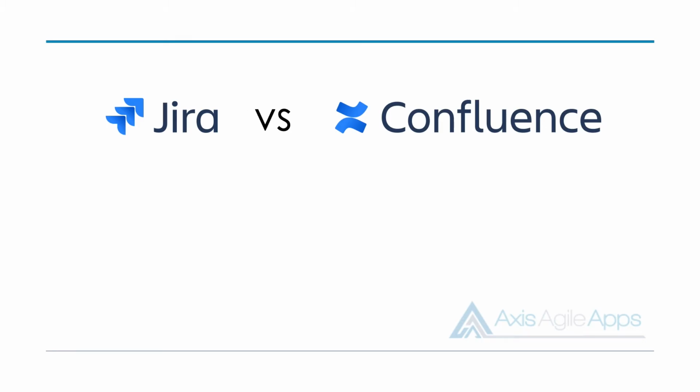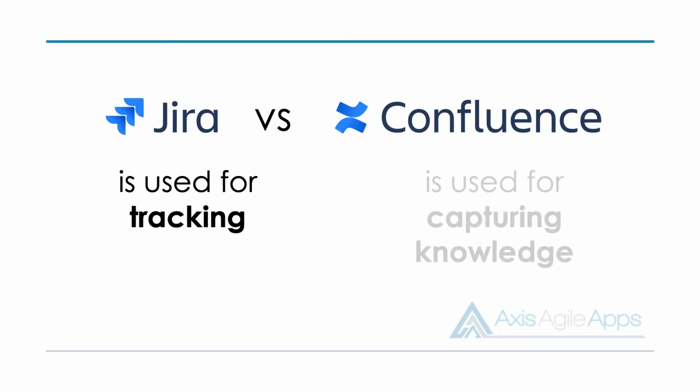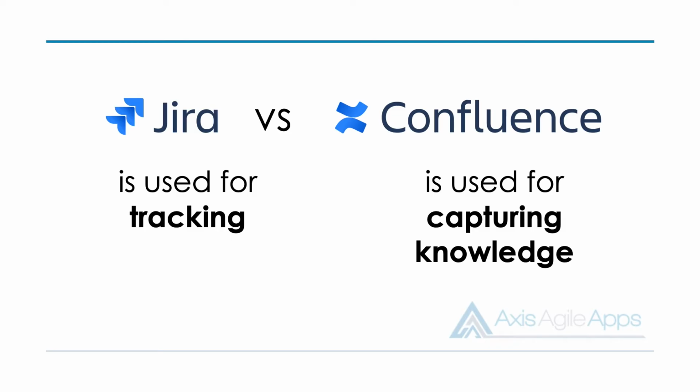Well, first we need to understand the difference between Jira and Confluence. Now, Jira is a tracking tool. So it's really good to understand and gain visibility around where the work is at. How is it progressing? Who's doing what? Confluence, on the other hand, is a wiki, and it's a tool that's used to capture information and knowledge of the team. So the best place to document your project's product goal or vision is in Confluence.